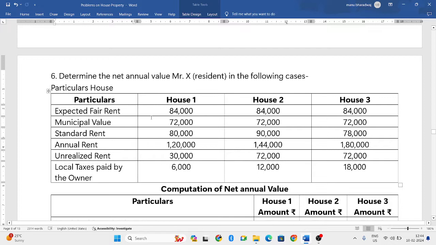the owner. So in these cases, they have not told whether all three houses are LOP or all three houses are SOP. If they have not given any information, just check the question. See, in this question, they have given annual rent for all the three houses. When they have given the annual rent for all the three houses, it means that it is LOP.